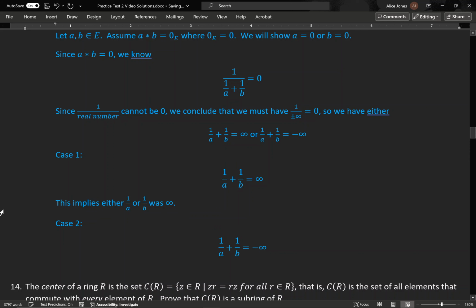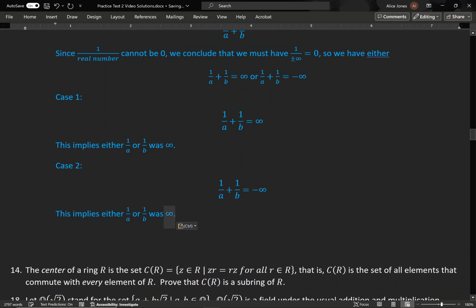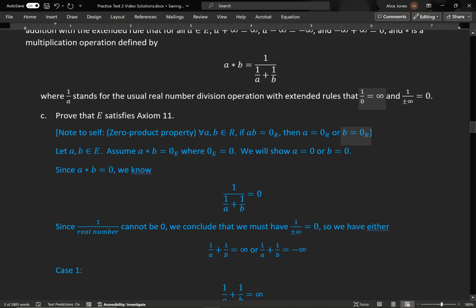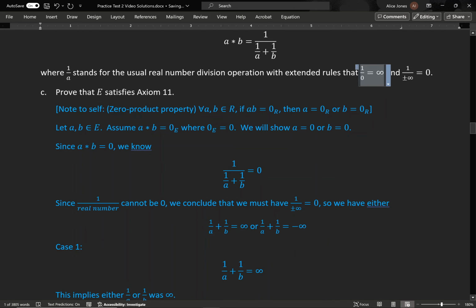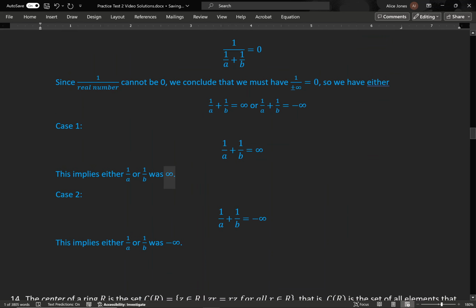Okay, and actually same deal down here. I'll just copy and paste this. This one would imply 1 over A or 1 over B was negative infinity. Okay, so now we have to solve for what A or B was. Remember, 1 over 0 is defined to be infinity, and that's the only time we know of that 1 over something is infinity. So 1 over A or 1 over B being infinity would imply that either A or B was 0, which is exactly what we are looking for.